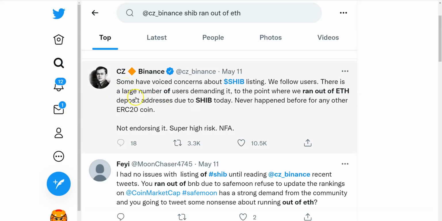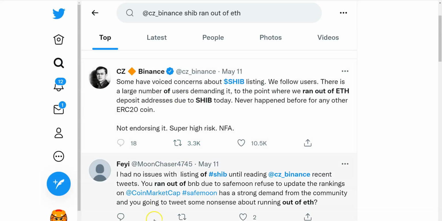The CEO of Binance says, some have voiced concerns about SHIB listing. We follow users. There is a large number of users demanding it, to the point where we ran out of ETH deposit addresses due to SHIB today. Never happened before for any other ERC20 token. And that's really interesting. I believe that's pretty much exactly what's happening right now. And I'll show you a bit more on that later.